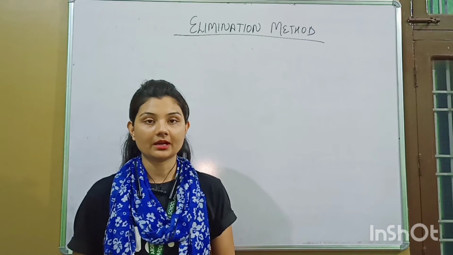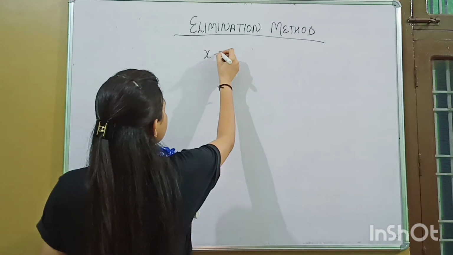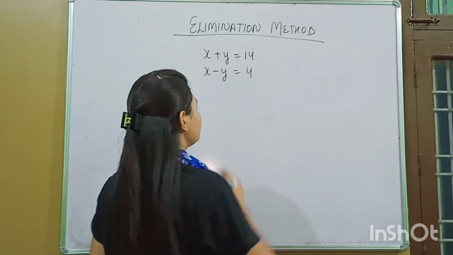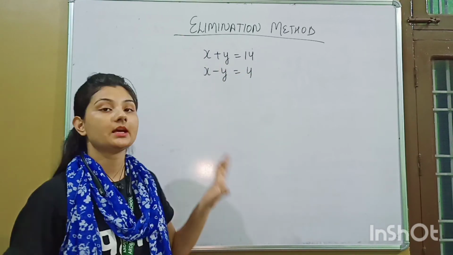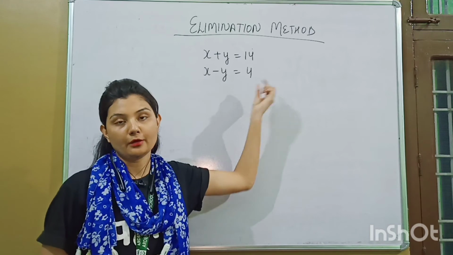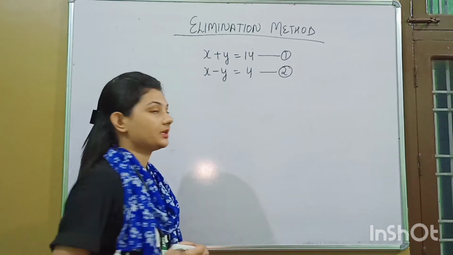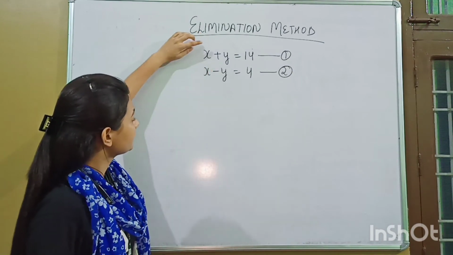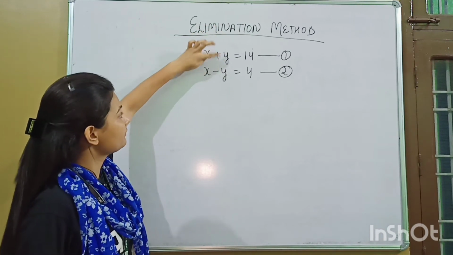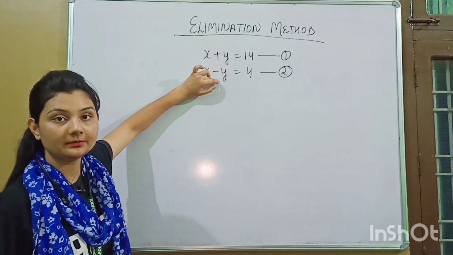Suppose I give one example. Suppose we have two equations. One is x plus y equals 14 and another is x minus y equals 4. Now our first work is to remove either x or y from these equations. We will name one equation as 1 and the second equation as 2. Now see here, the coefficient of y and the coefficient of y is the same, and these are of different signs. So if we add these equations, this y and y will be cancelled.